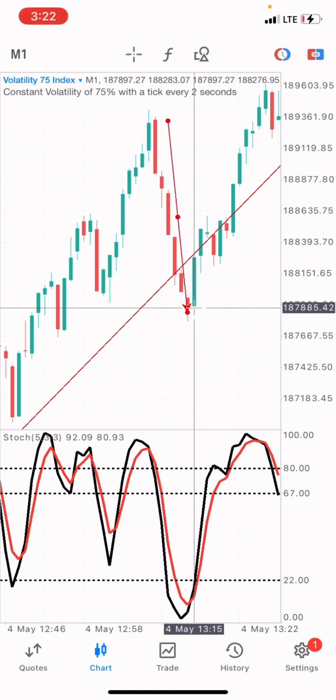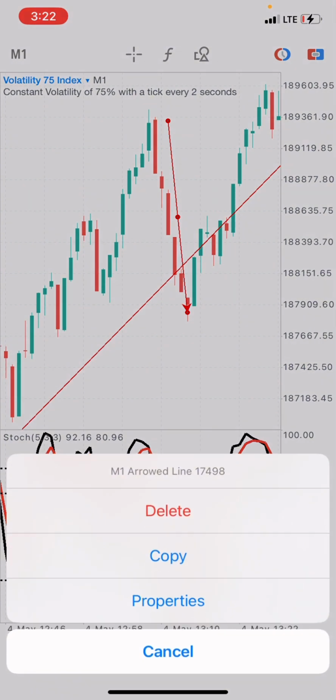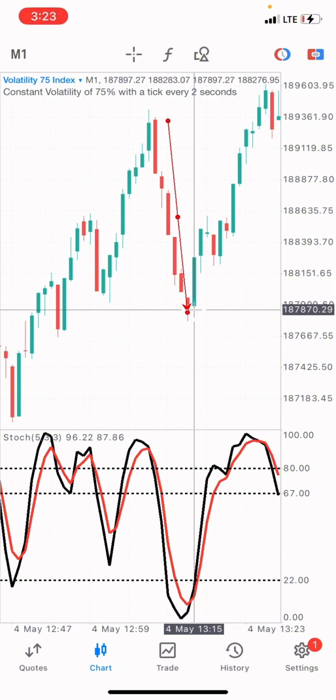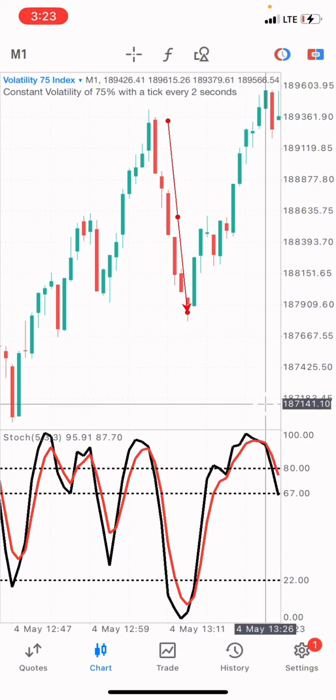Take a look at this point. You can see that this is a very big amount of sell. How many candles can you count from this? This is a big profit, guys.